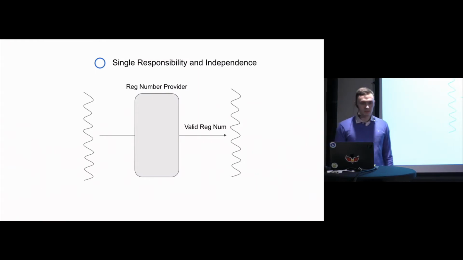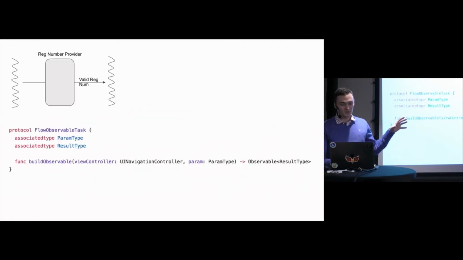So what about single responsibility and independence in reactive programming? I probably spoil it a bit by showing the observable to you, but this asynchronous data provider is actually an observable. So we created a protocol which we call FlowObservableTask. We just return an observable of a defined type. So as you could guess, right now we can wrap everything you want inside this observable.